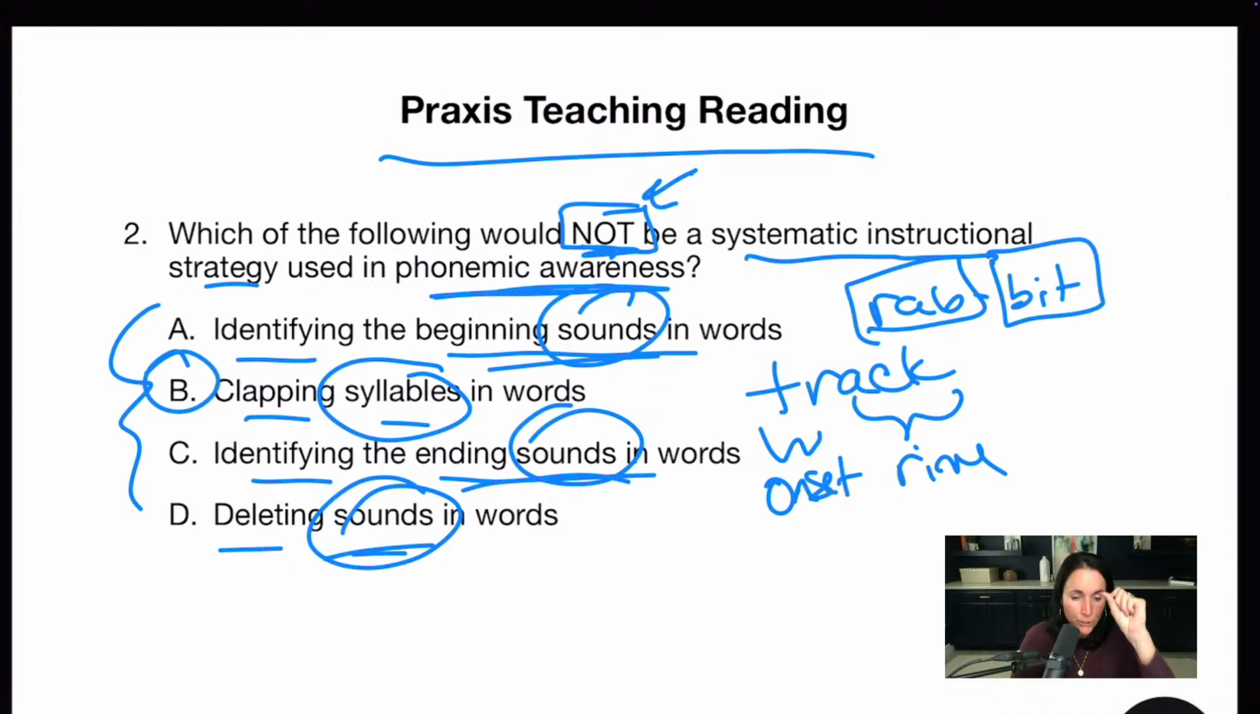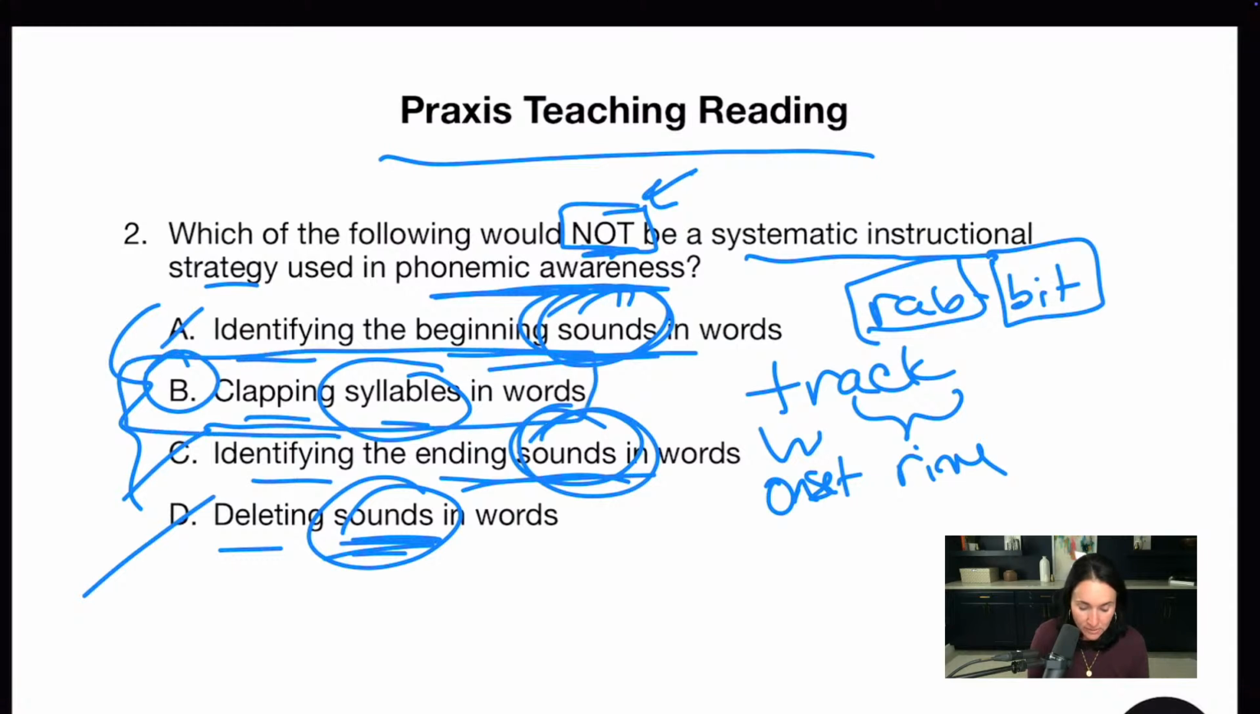Phonemic awareness is more nuanced: individual sounds in words. Well, we have identifying beginning sounds, identifying ending sounds, deleting sounds in words. This is phonemic awareness. The only one that's phonological awareness is B, and it's asking you which one is not systematic for phonemic awareness. B is the answer.